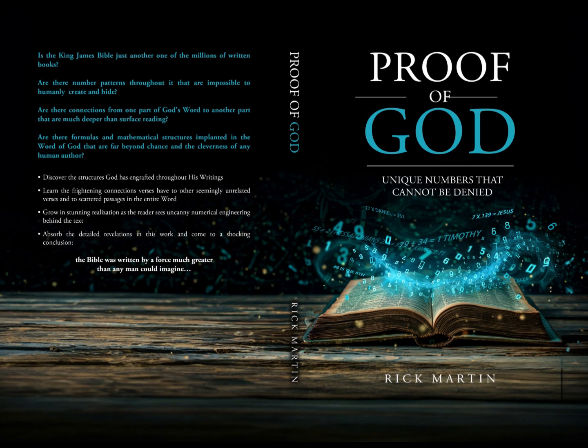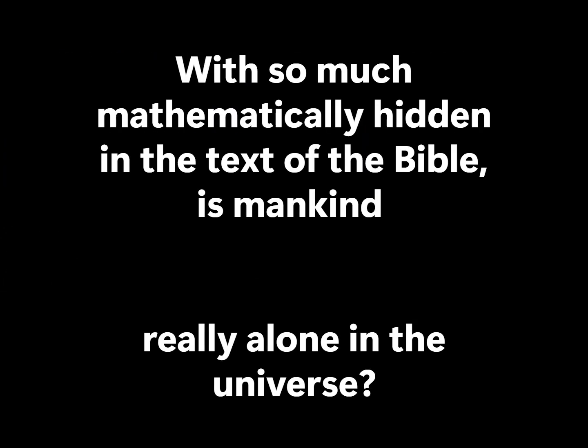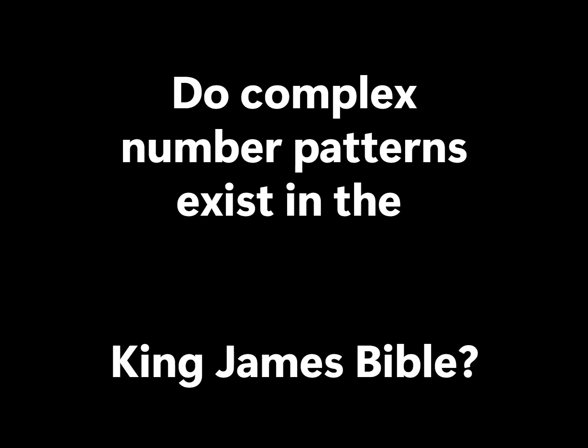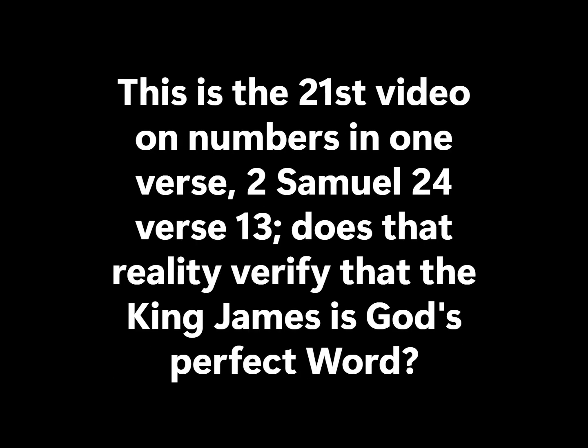As number patterns emerge out of the King James Bible, three questions come to mind. 1. With so much mathematically hidden in the text of the Bible, is mankind really alone in the universe? 2. Do complex number patterns exist in the King James Bible? 3. This is the 21st video on numbers in one verse, 2 Samuel 24 verse 13. Does that reality verify that the King James is God's perfect word?